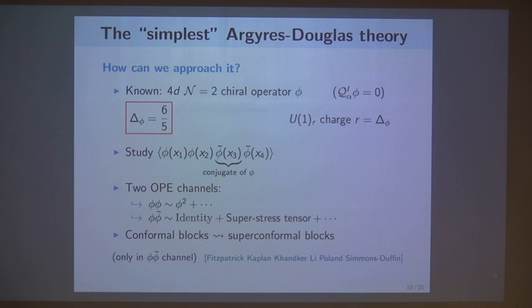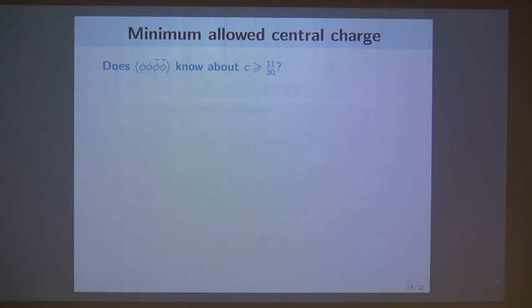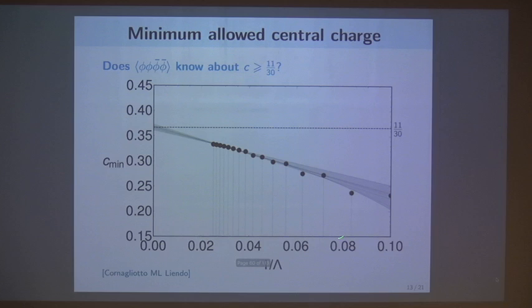So what's the first question we want to ask the bootstrap? Well, we saw 11/30 was the minimal possible central charge for an interacting SCFT. This came from one particular correlator, the stress tensor correlator. Does this correlator also know about this fact or not? To do that, let me show you a lower bound on the central charge. And here is how good we're making our numerics.